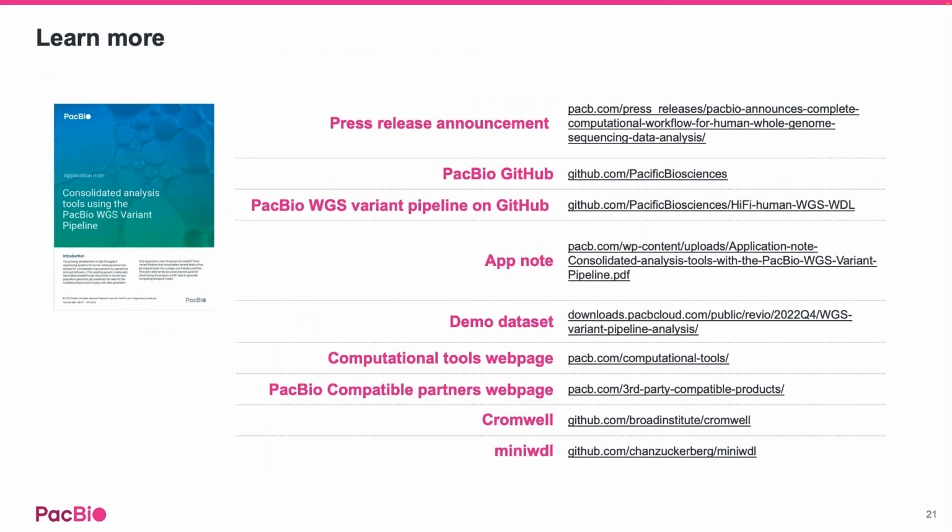The majority of the information and user guides for each tool and pipeline can be found in the corresponding GitHub repo. We also published an application note to fully describe the details of the whole WGS variant pipeline. If you are interested in additional information about our partners, you can also visit the PacBio compatible partner webpage.